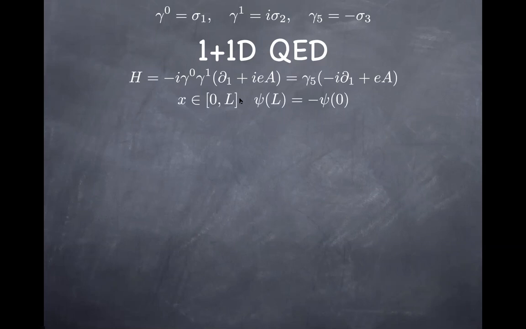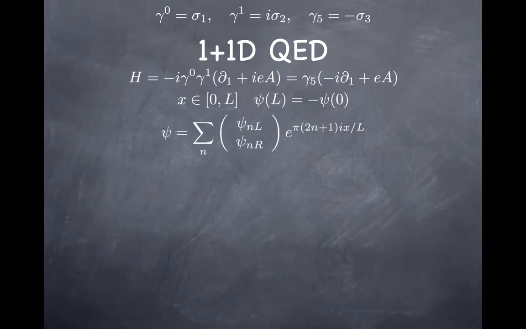As I said, to make the analysis tractable, I put the space on a loop, or one-dimensional circle. And I also put the antiperiodic boundary condition for the fermion field. The reason antiperiodic boundary condition is better than periodic boundary condition becomes clear later. So let's just accept this for now.